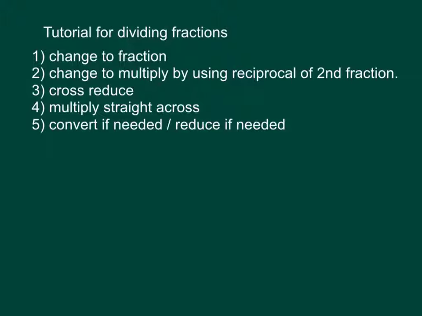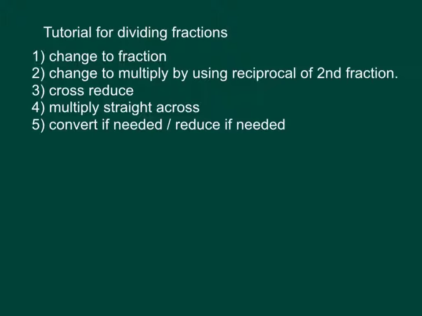So in order to divide fractions, we need to change the numbers to fractions. If it's a whole number, we put a 1 under it. If it's a mixed number, we multiply, add, bring it to the side. Then we change the division problem into a multiply by using the reciprocal of the second fraction. Basically, we're undoing the division by reciprocaling the second fraction, and it will be multiply instead.